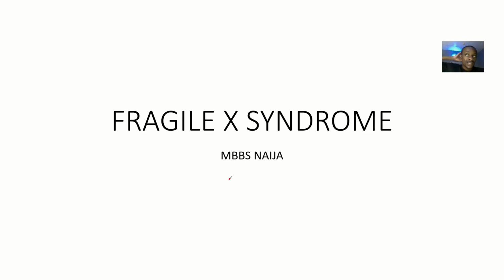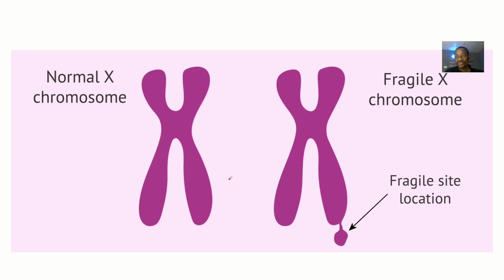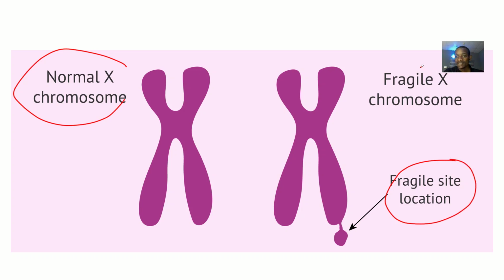I'll talk about the next genetic condition, which is known as Fragile X syndrome. Now, Fragile X syndrome is best explained by this picture. You see a normal X chromosome. You see how normal it is. Now, if an X chromosome has a fragile site, it's not normal anymore.